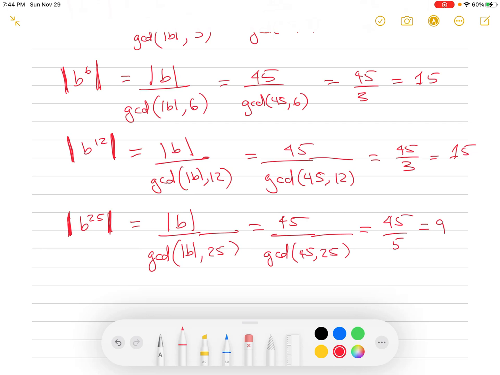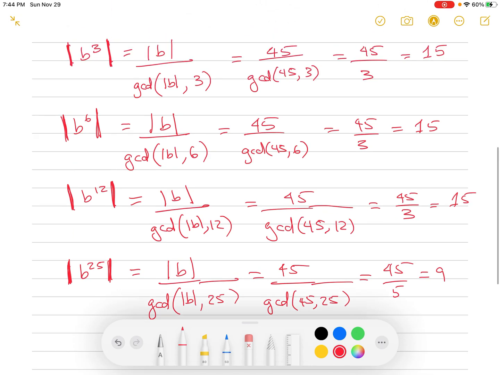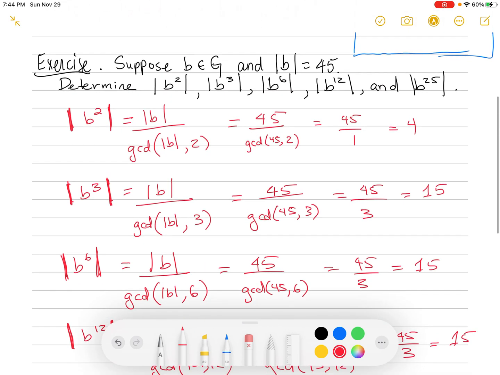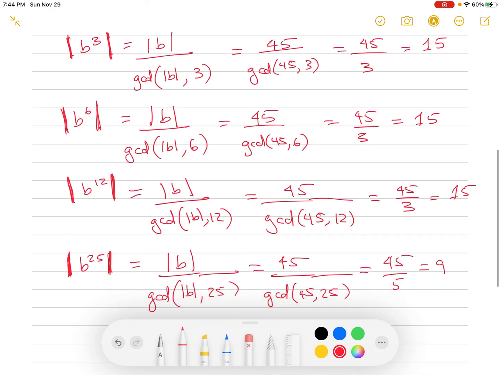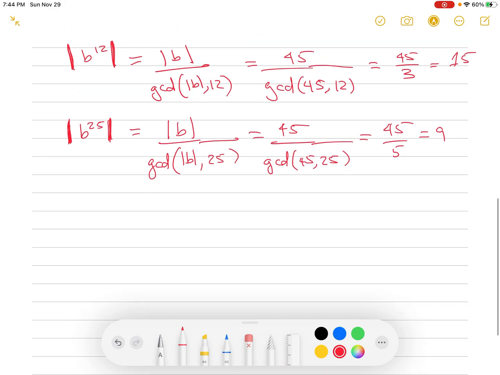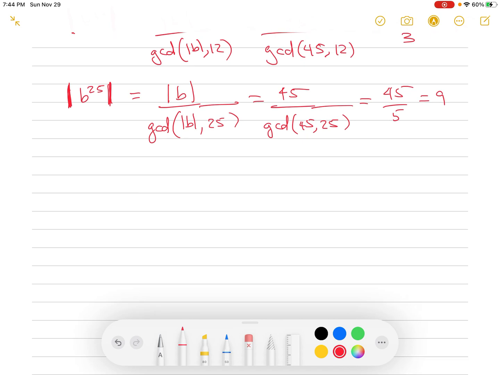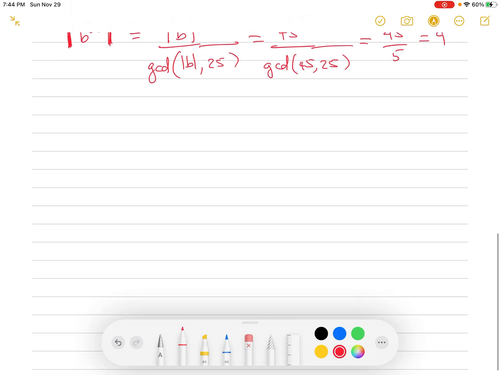In other words, b to the 25th, raised to the 9th power would give you the identity, and 9 is the smallest power that would do that trick. Okay, so a very nice use of that theorem 7.93. We'll probably make use of that later. Okay, so we want to go on to some other stuff.